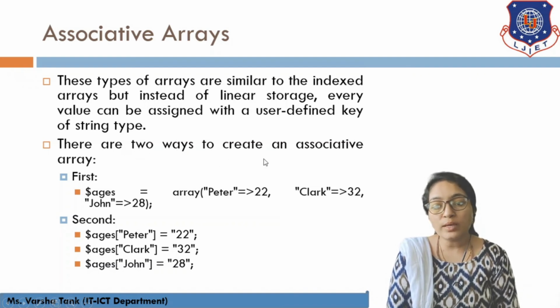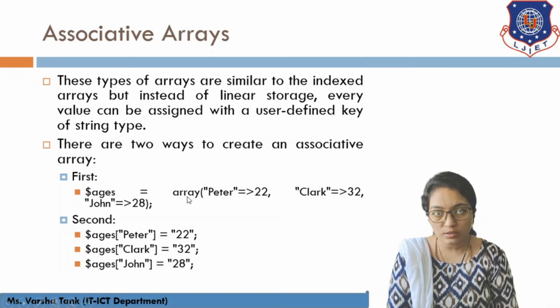Again, there are two ways to create an associative array. First way is what? Here your array name $ages is equal to the array function. Okay, in brackets you have to define this key Peter, and this is what? Associative sign, that is equal to and greater than sign, this is the associative sign. That means this 22 value is associated with this key, this 32 value is associated with this key, that is Clark, and this 28 value is associated with this key, that is John. So this is the direct way of creating the associative array.